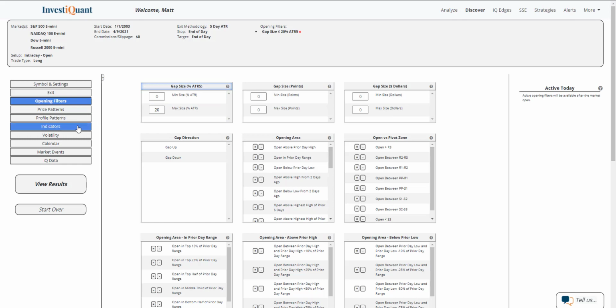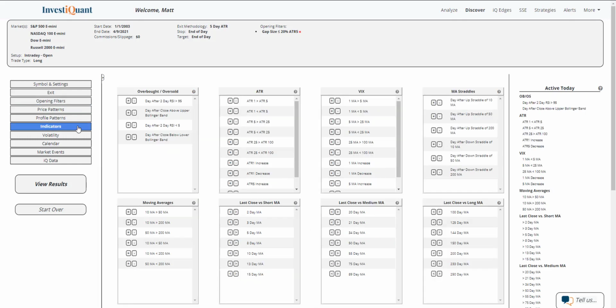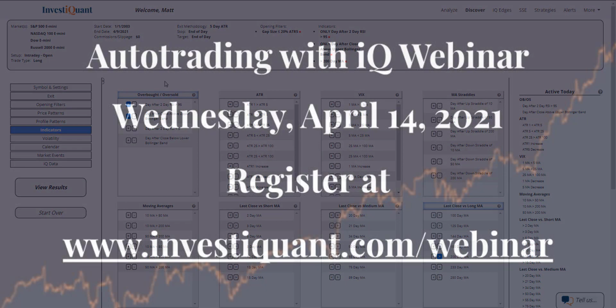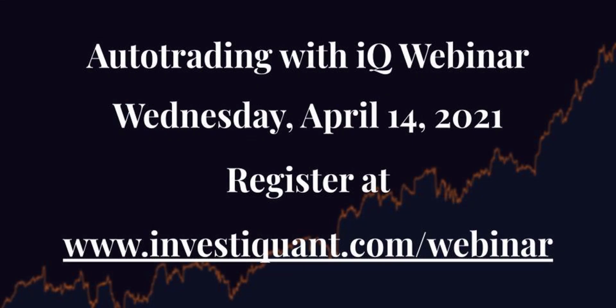Next, I'm going to go into the indicator section and I'm going to grab those overbought readings that we have from the active today section. So the 2-day RSI finished above 95. That is a very high reading, short-term overbought reading. And then we also closed above the upper Bollinger Band, so I'm going to add that as well. And then lastly, I'm just going to throw it above a 200-day simple moving average. And that will conclude all that I want here for this study. Now I can click View Results.